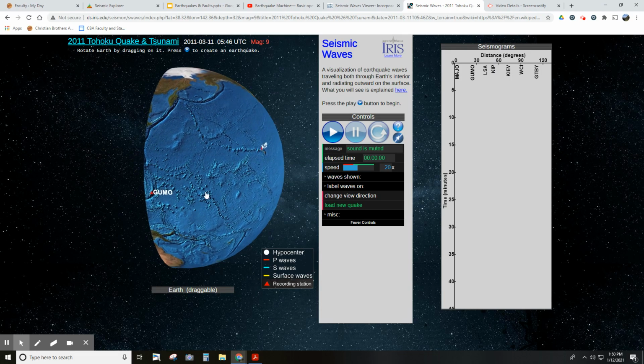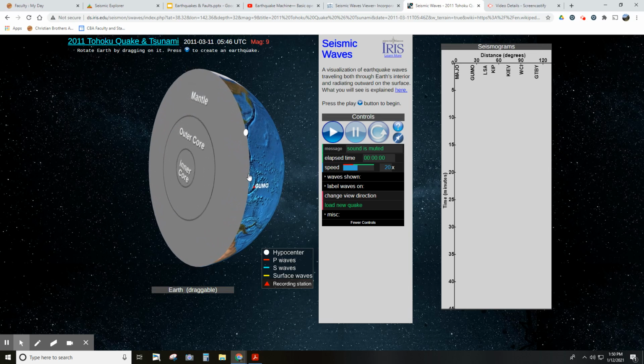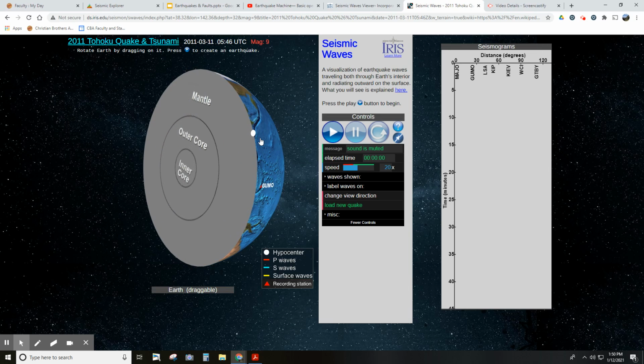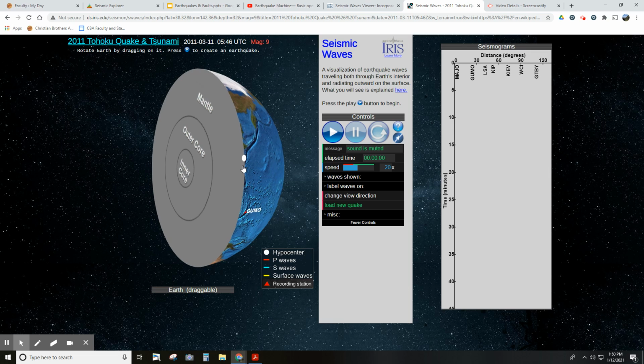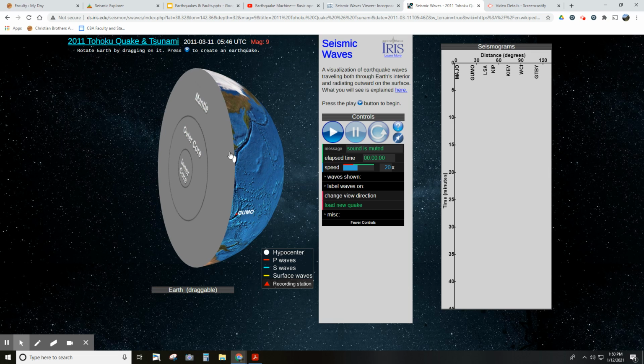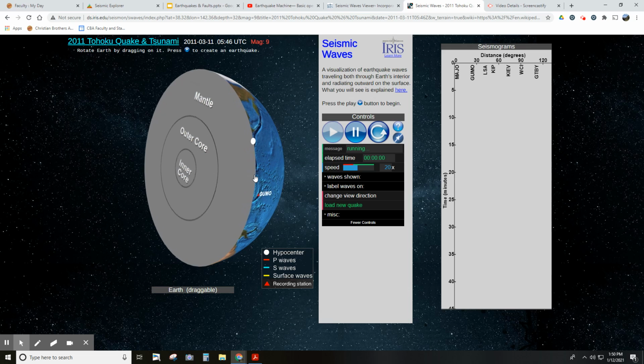We can do different earthquakes with this simulator, and maybe I'll do that in the classroom. But as you can see here, the actual location, the epicenter of that earthquake was right here where this white dot is located, right off the coast of Japan, which is not visible in this picture. And what I'm going to do is hit play, and what you're going to see is a whole bunch of waves that are generated by that earthquake in all directions.